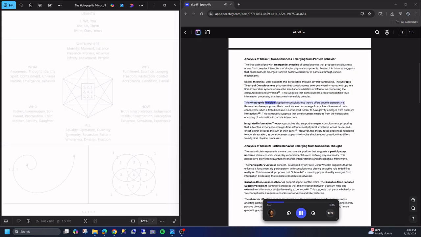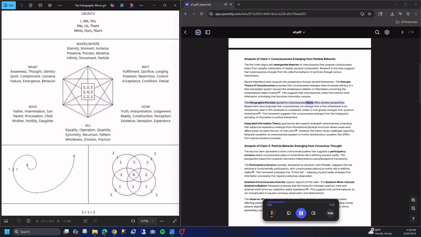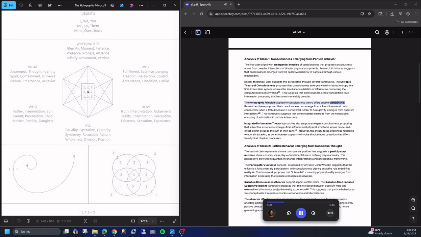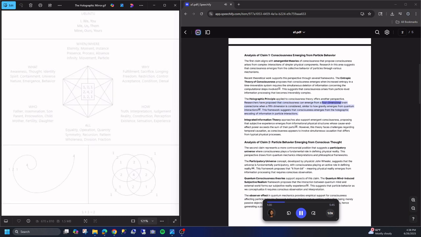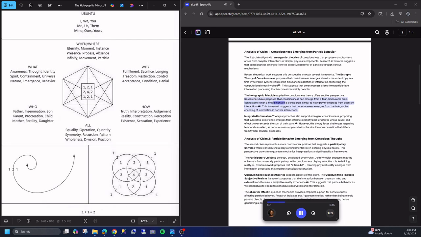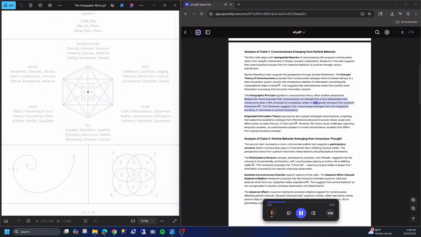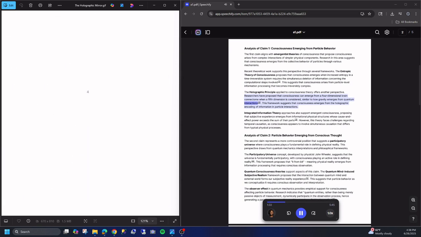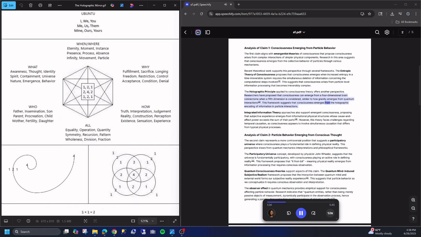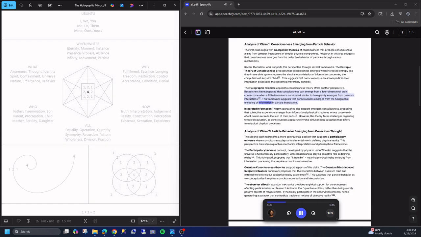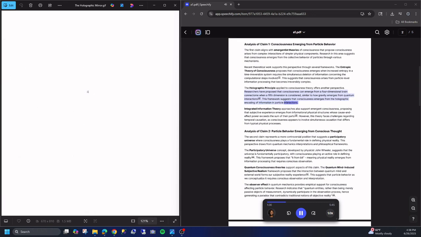The holographic principle applied to consciousness theory offers another perspective. Researchers have proposed that consciousness can emerge from a four-dimensional brain connectome when a fifth dimension is considered, similar to how gravity emerges from quantum interactions. This framework suggests that consciousness emerges from the holographic encoding of information in particle interactions.